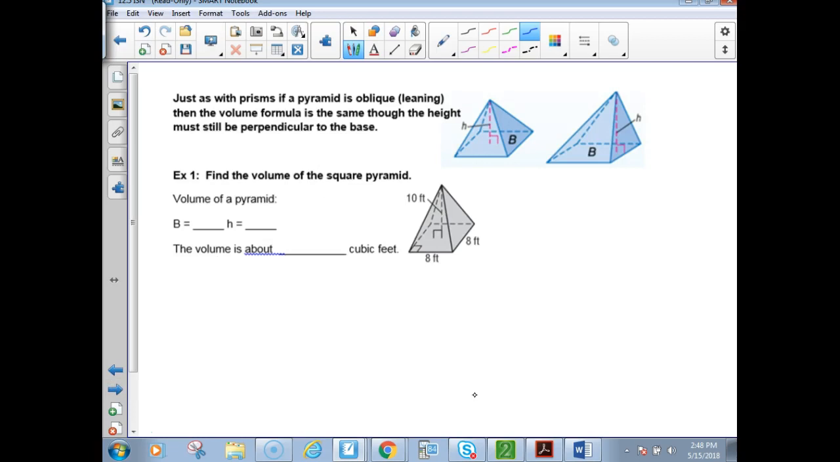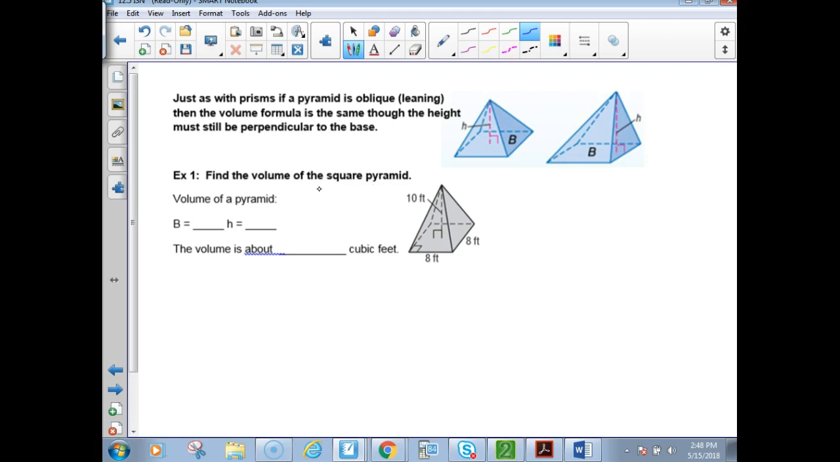Next, just as with prisms, if a pyramid is oblique, meaning it's leaning, then the volume formula is the same, though the height must still be perpendicular to the base. So the height's in a weird place compared to this one. This one's right smack in the middle. This one's not, and it could even be outside.